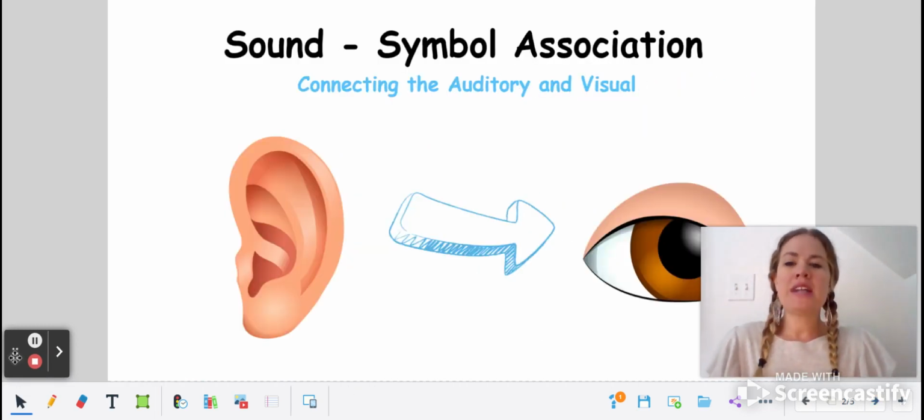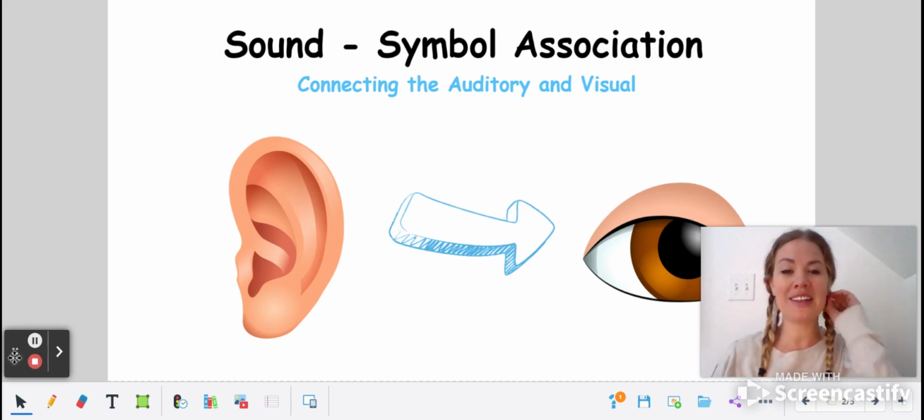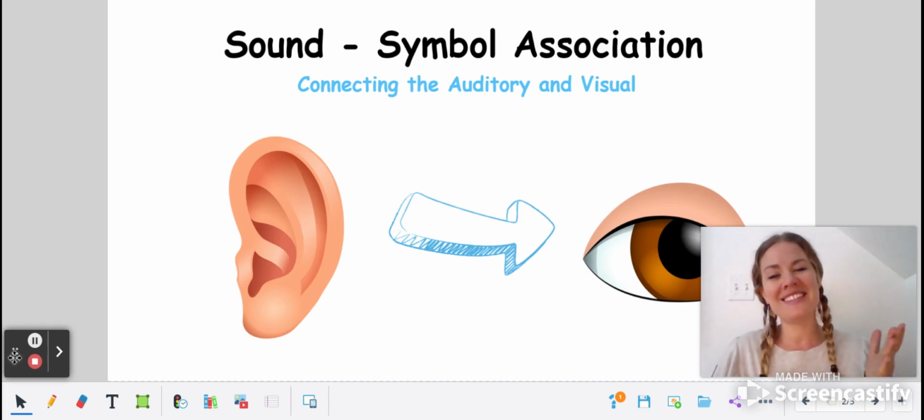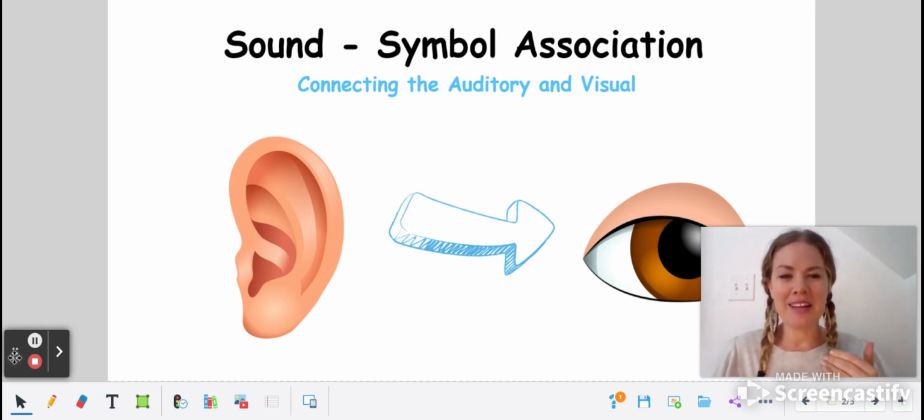So today, we're going to be talking about sound symbol association, as I said. It's this beautiful relationship between the auditory and the visual that we're trying to teach students. Now, as adults, we don't really think about this. We don't really dissect this in our mind, which is why it's important to learn about it and really keep it in the back of our mind while we're teaching our students.